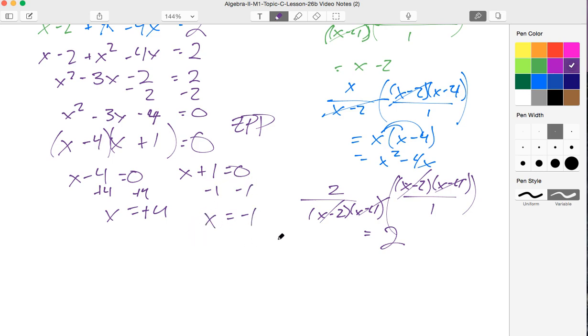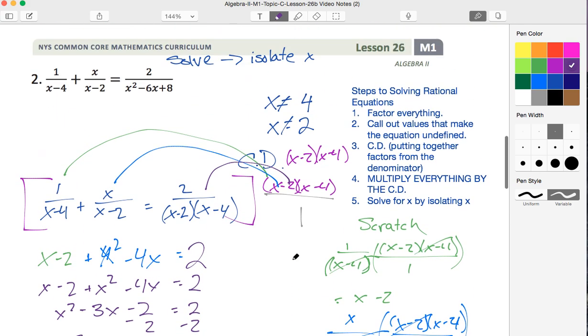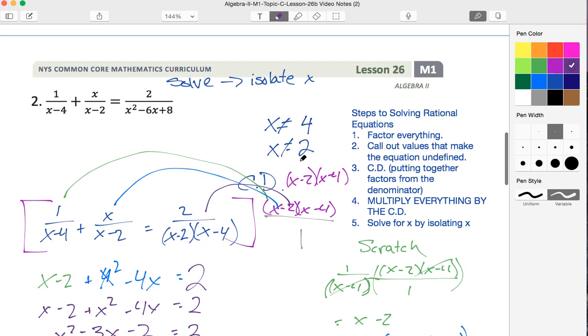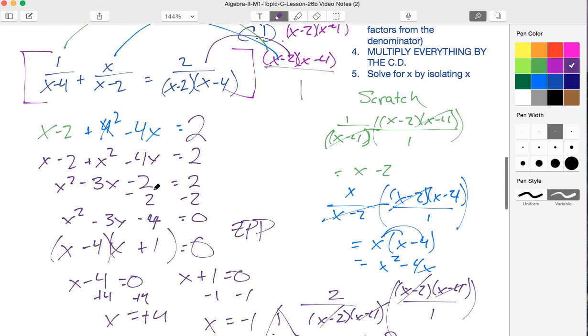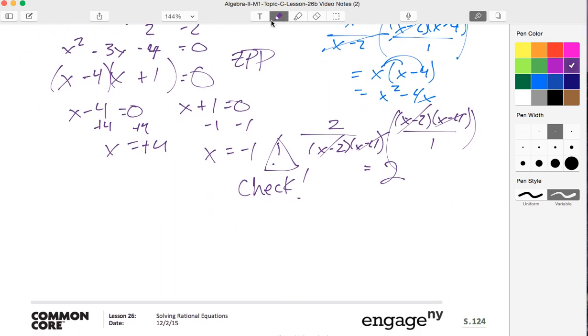However, we need to check for extraneous solutions. Make sure you check. Highlight this. Now, in the very beginning, we said x cannot equal 4 and x cannot equal 2. Oh, that's right, because if 4 was plugged into this equation, it would make the world blow up. So, x cannot equal 4.